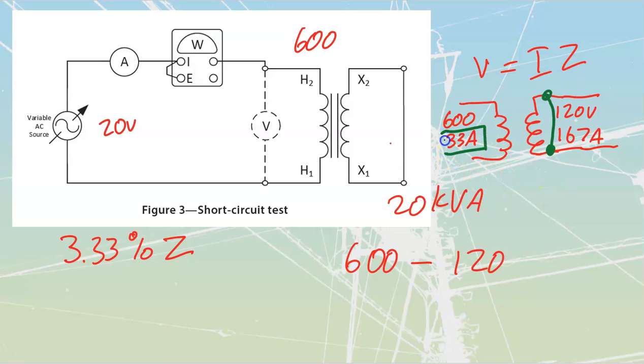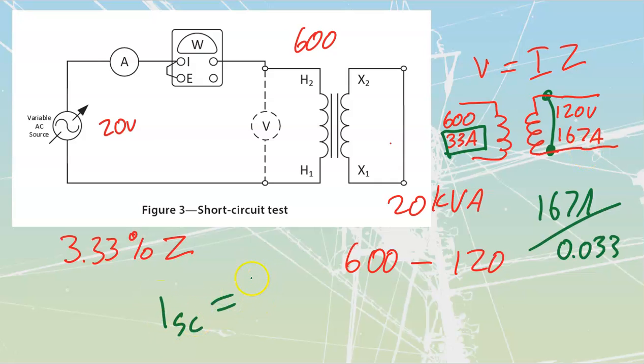How many amps should we normally have inside of this primary? 333 amps. So what is my maximum available fault current that is going to flow on this side and on this side underneath load? All we need to do is take these amps and divide by our percent impedance. On this side over here, the maximum current flowing is going to be my full load current, 167 amps, divided by 0.033. Our 3.33%. We take our full load current, and they give you the formula over there: ISC is equal to I rated, full load, divided by percent Z.